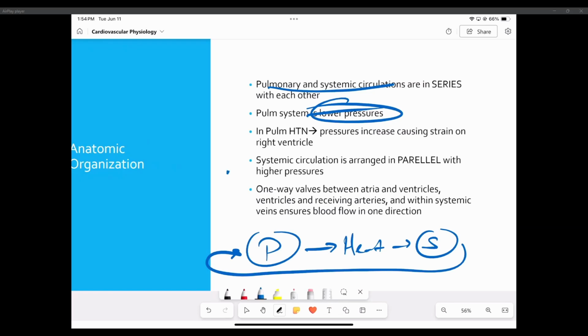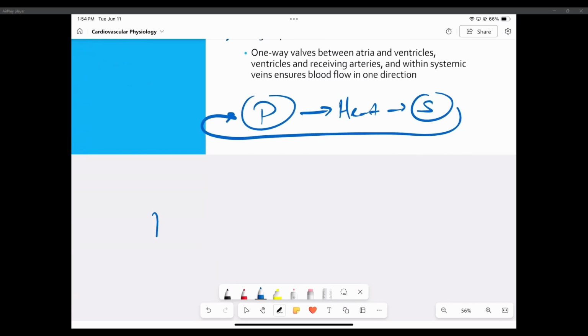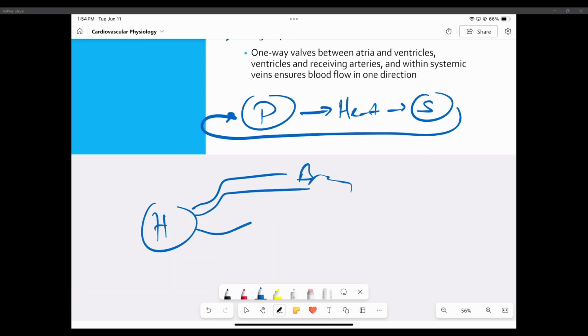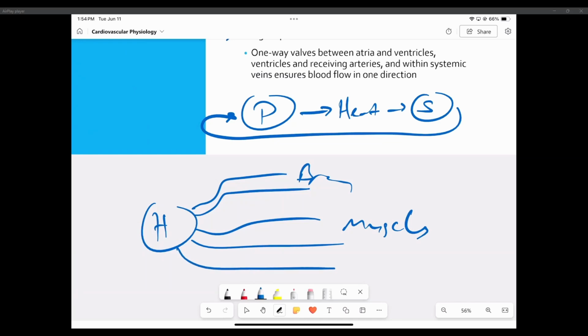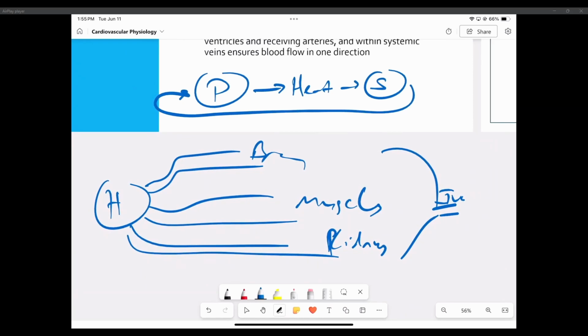Systemic circulation is in parallel, meaning once the heart beats, some of the blood can go to the brain. Some will split off and go to muscles. Some will split off and go to the kidneys. But then they all group up together to go back into the IVC and then back up to the body. So that's parallel.